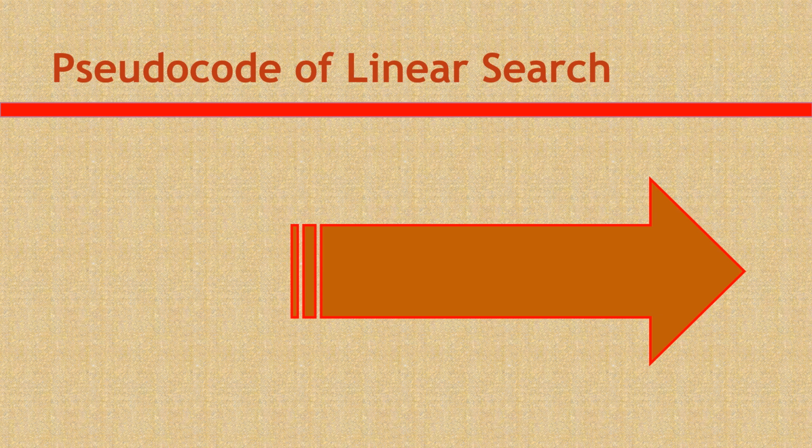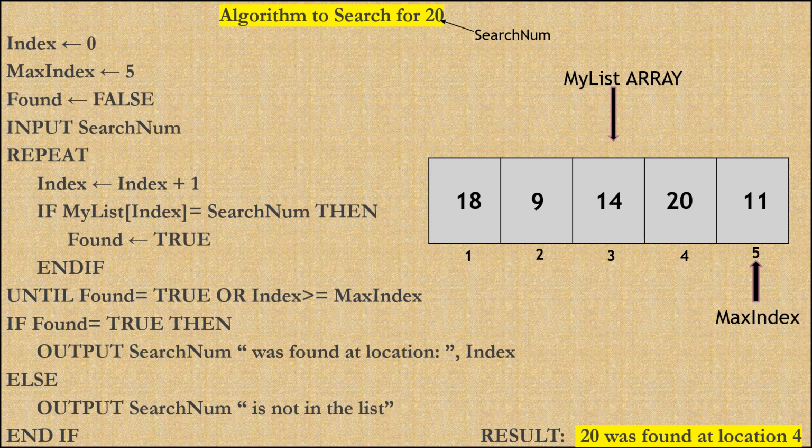Now, the last thing that we want to look at is the pseudocode for a linear search. We are going to look at a pseudocode that is using the repeat until loop. So in the pseudocode, I'm assuming that we've declared our variables, we've declared our array. In this case, we have an array called myList, and this array has 5 data items. You can see the indices there at the bottom: 1, 2, 3, 4, and 5. Those are the indices. And then we have the data items 18, 9, 14, 20, and 11.